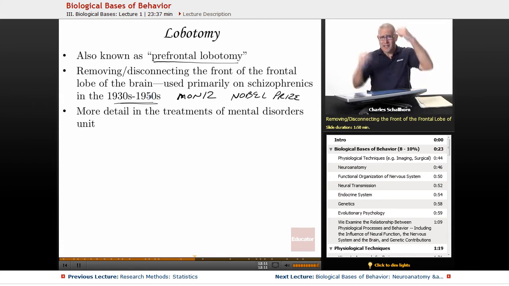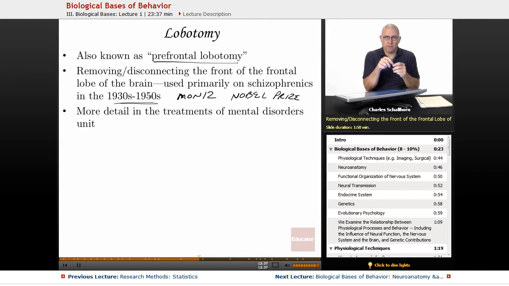There were 2 ways to do that. They either drilled in each side of the frontal lobe up here, with the little hand drills. This is before the electric drills. Or they would do what's called an ice pick lobotomy. An ice pick lobotomy is where they would take the ice pick and go up underneath the eyelid, and then they would hammer until they broke through the orbital bone, that bone behind your eye, until they got up into the brain.